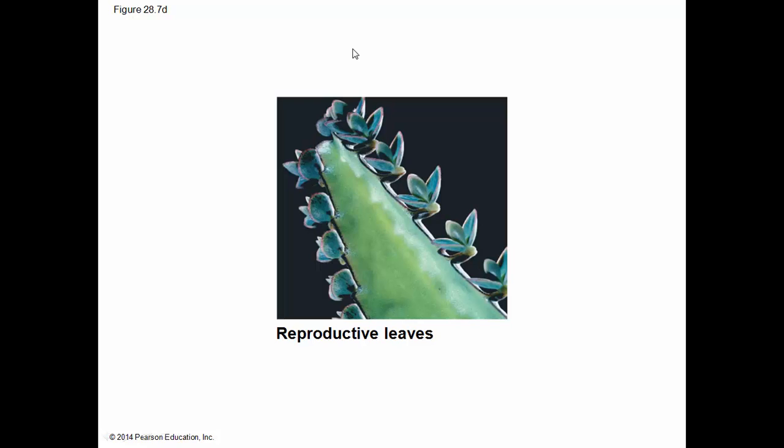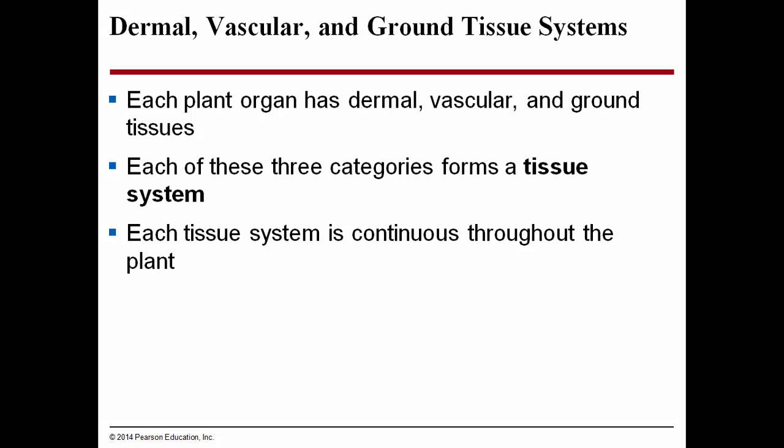Reproductive leaves: the leaves of some succulents, such as this kalanchoe, produce adventitious plantlets which fall off the leaf and take root in the soil. So these leaves can be part of the reproductive structure of the plant. Each plant organ has dermal, vascular, and ground tissues. Each of these three categories forms a tissue system. Each tissue system is continuous throughout the plant.